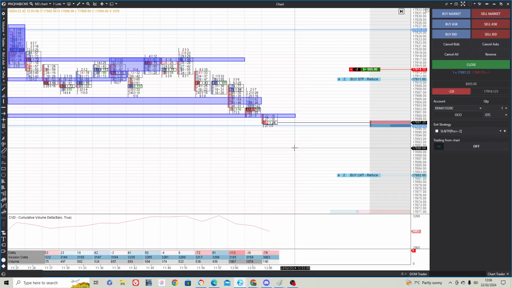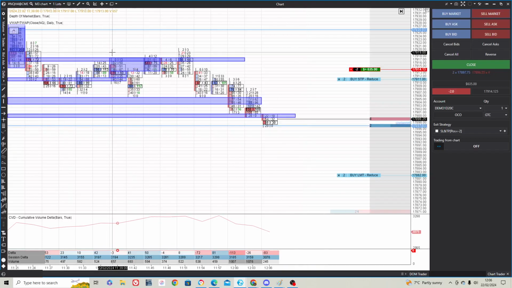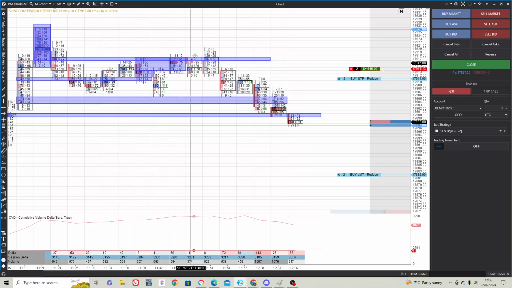That's the first order tagged. Zero stress. I actually wear a heart rate monitor, and if my heart rate variation is getting out of control, then I know something's off. Trading should be very relaxed, so I wasn't freaking out here.